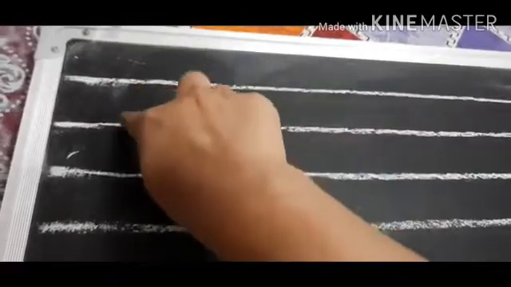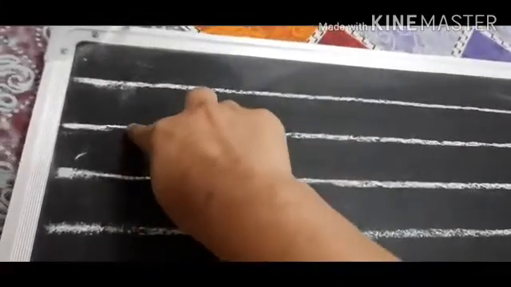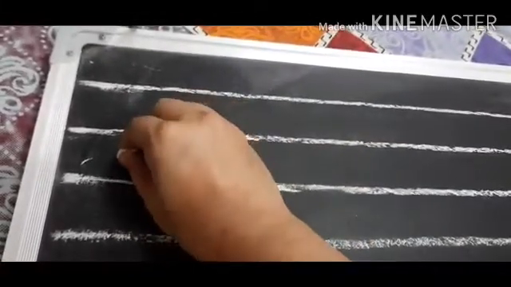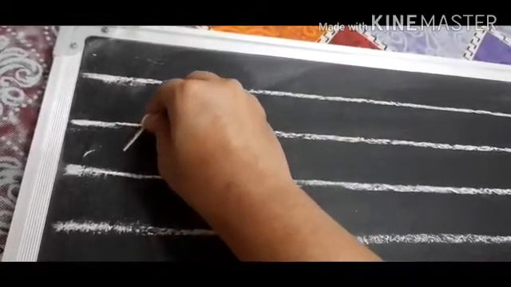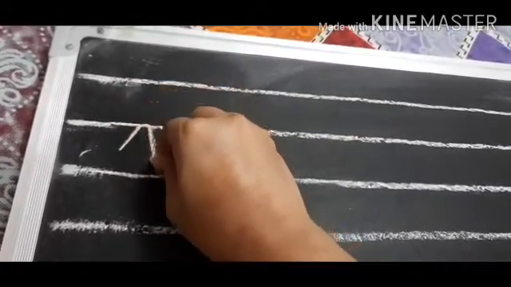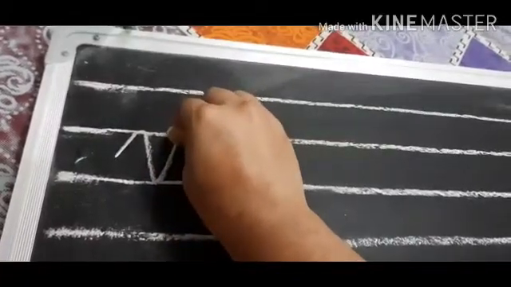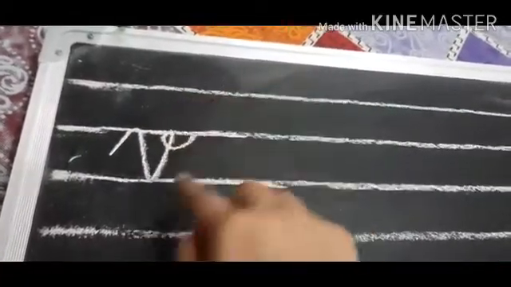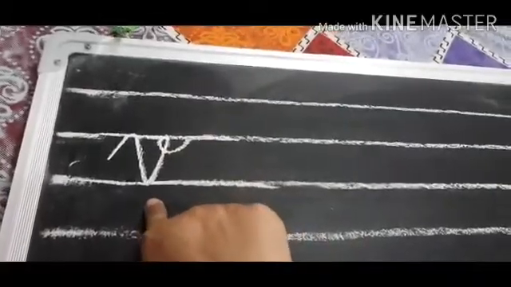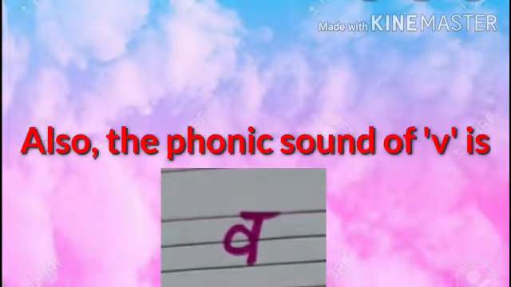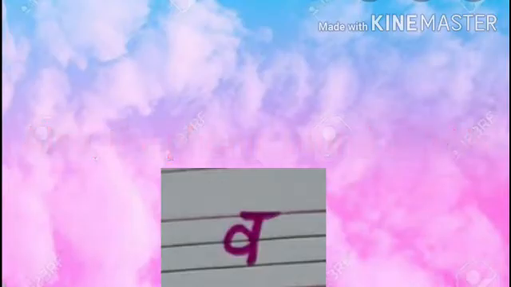To make cursive V, we will begin from the middle of second and third line. First, second and third. From the middle of second and third line, we will go slant, touch the second line, take a turn, come down to the third line, go up, and then take a turn like this. What is this? This is cursive V. The phonic sound of V is Va.